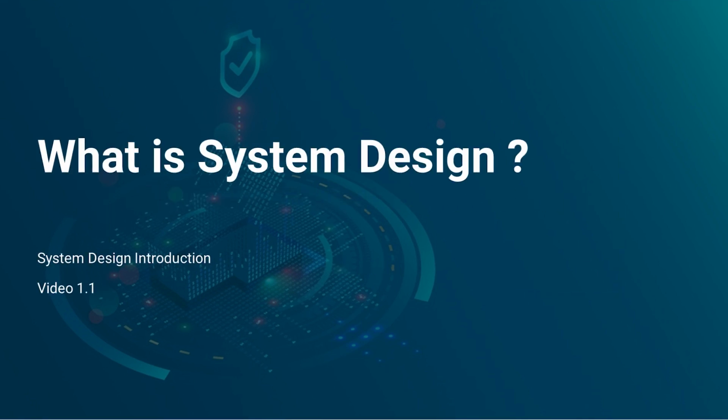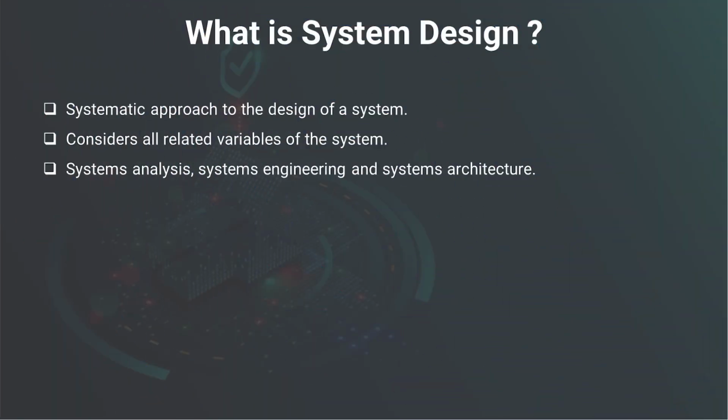In this module, we will look at what system design is exactly, and we will try to find answers to that question with an example. System design implies a systematic approach to the design of a system. It may take a bottom up or a top down approach. But either way, the process is systematic, wherein it takes into account all related variables of the system, from architecture to the required hardware and software, right down to the data and how it travels through the system.